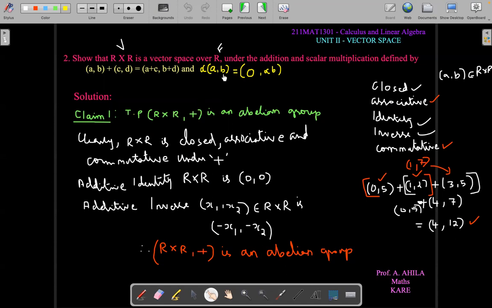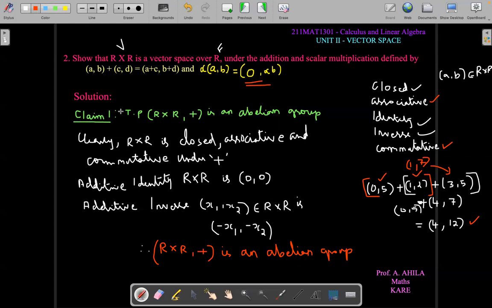When we scalar multiply alpha into A comma B, the first element always goes 0. Only we operate this alpha with the second ordinate. So alpha into A comma B is equal to 0 comma alpha B always. So the first ordinate always goes 0. Remember, this is the difference from the previous problem. So only the scalar multiplication is different here. So let us see how the problem goes.